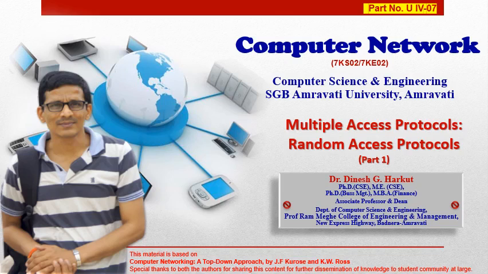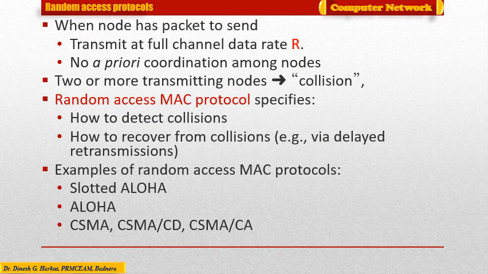Hello friends, in the last few sessions, we have covered the basics of link layer and discussed in brief some of the services provided by link layer and error detection and correction techniques adopted by link layer. We have also discussed the multiple access protocol, typically the channel partitioning protocols. Now, in this session, we will discuss yet another category of multiple access protocol, that is random access protocol.